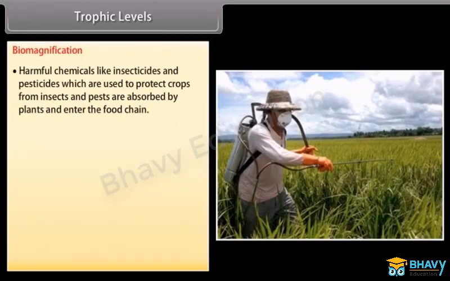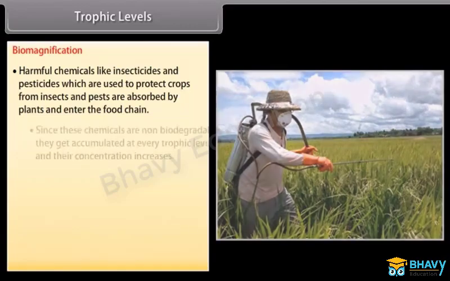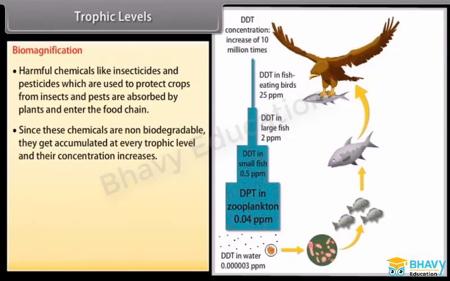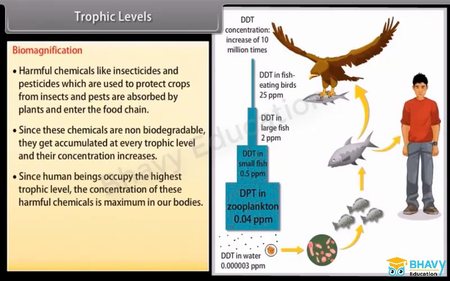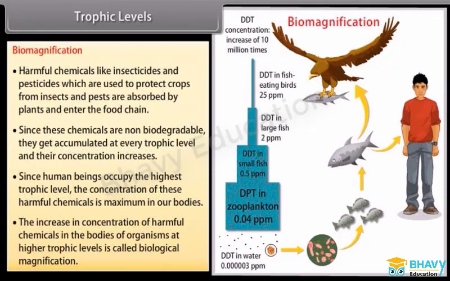Biomagnification. Harmful chemicals like insecticides and pesticides, which are used to protect crops from insects and pests, are absorbed by plants and enter the food chain. Since these chemicals are non-biodegradable, they get accumulated at every trophic level and their concentration increases. Since human beings occupy the highest trophic level, the concentration of these harmful chemicals is maximum in our bodies. The increase in concentration of harmful chemicals in the bodies of organisms at higher trophic levels is called biological magnification.